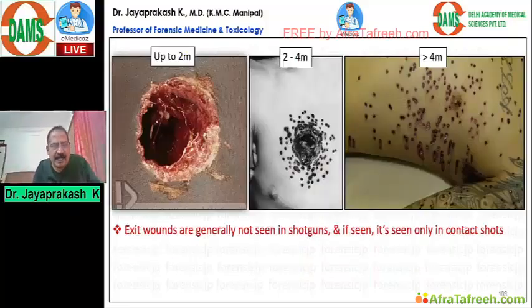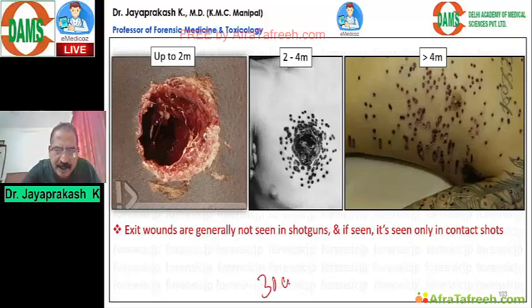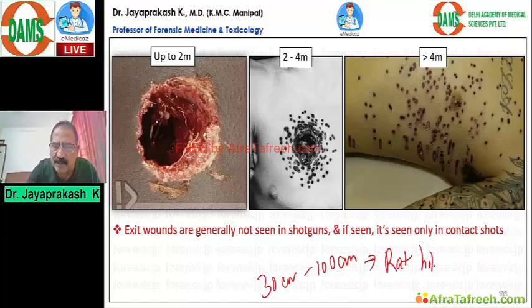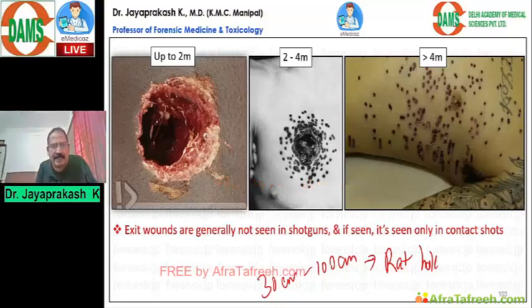And in case of shotgun, up to 2 meters, you get a single wound of entry, and especially from 30 centimeters to 100 centimeters, you see rat hole wound of entry. Rat hole means the margins will be more irregular. At 2 to 4 meters, you see a main wound of entry as you see here, in addition to that there will be satellite wounds. More than 4 meters, multiple wounds of entry can be seen.